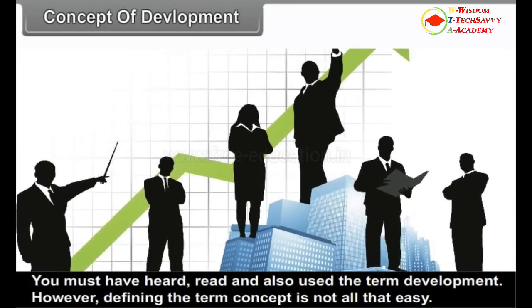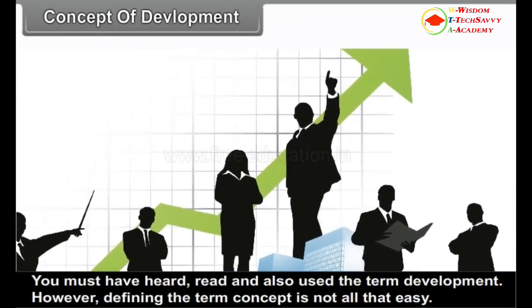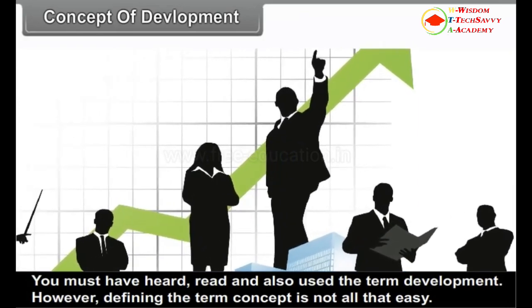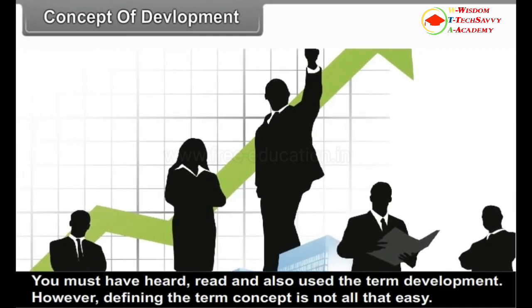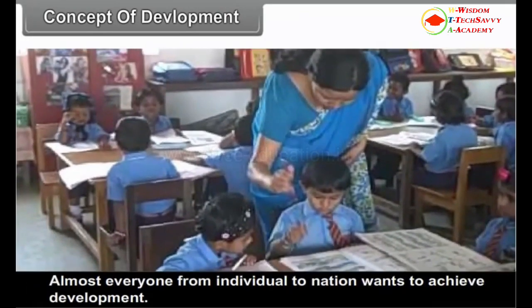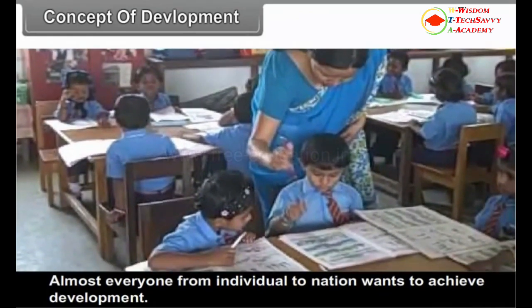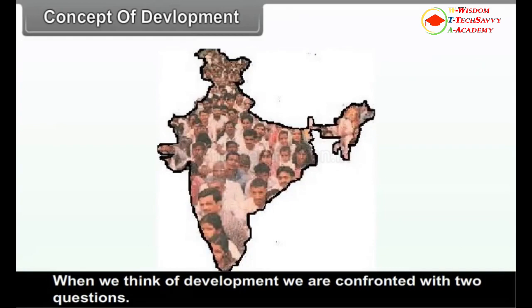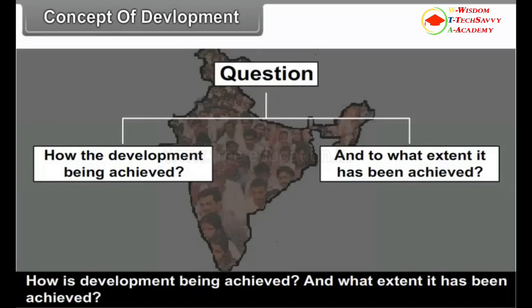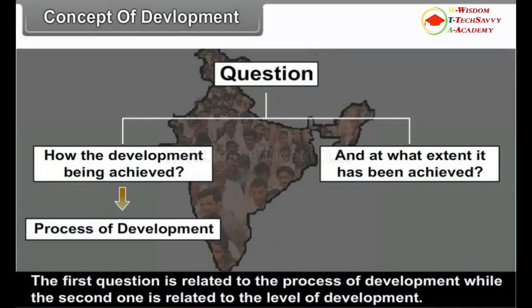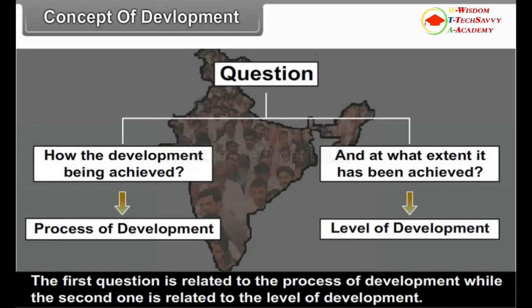8.1, Concept of Development. You must have heard, read and also used the term development. However, defining the term concept is not all that easy. Almost everyone from individuals to nations want to achieve development. When we think of development, we have two questions: how is development being achieved? And to what extent it has been achieved? The first question is related to the process of development, while the second one is related to the level of development.